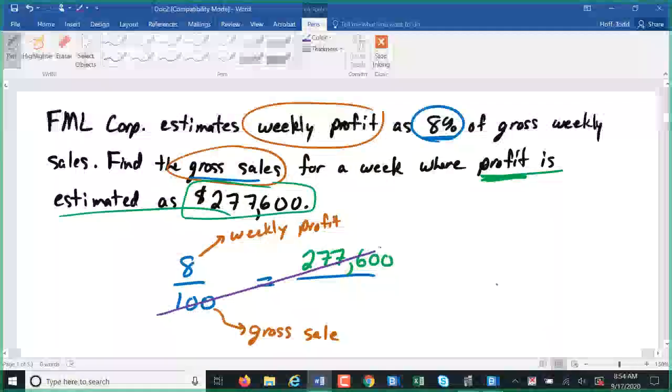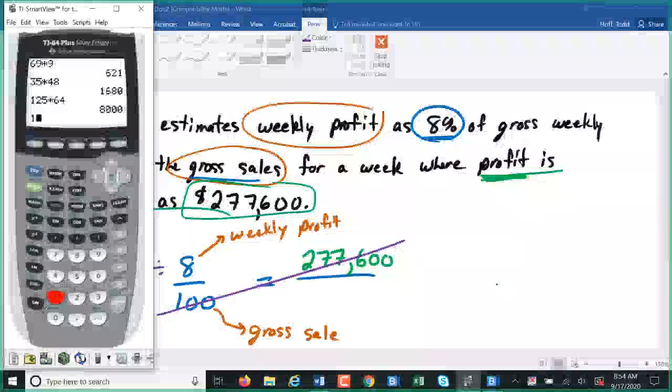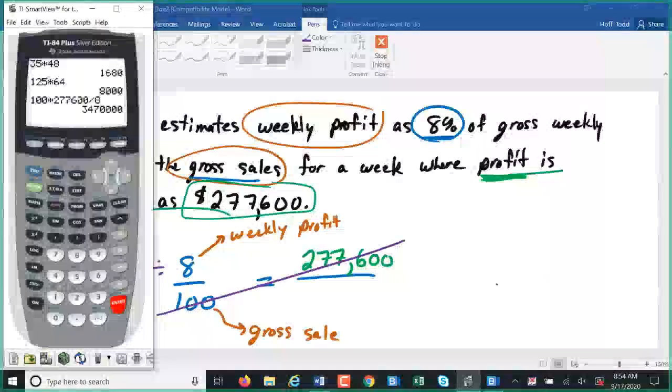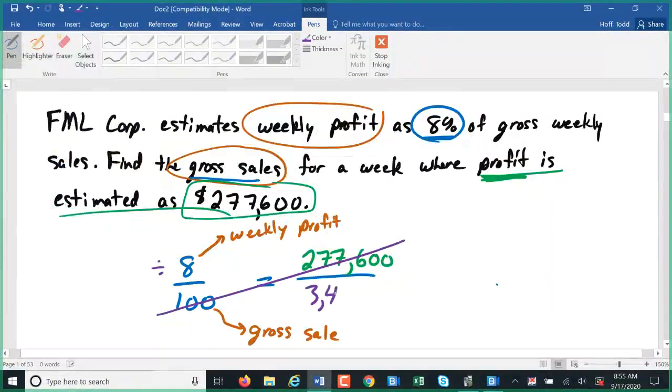So we cross multiply 100 times 277,600 divided by 8. Gives us 3,470,000 as our gross weekly sales.